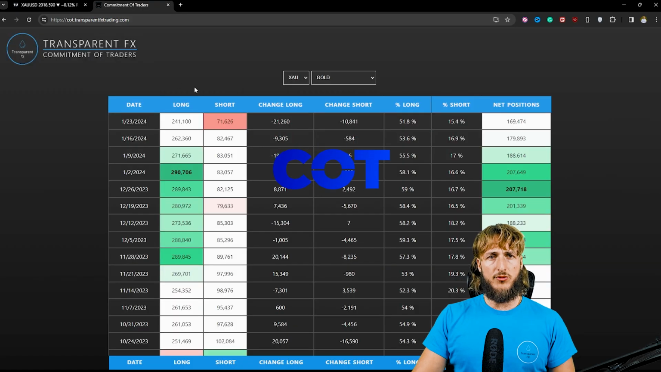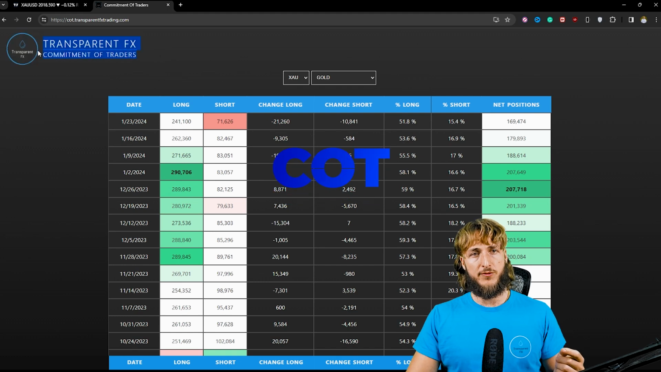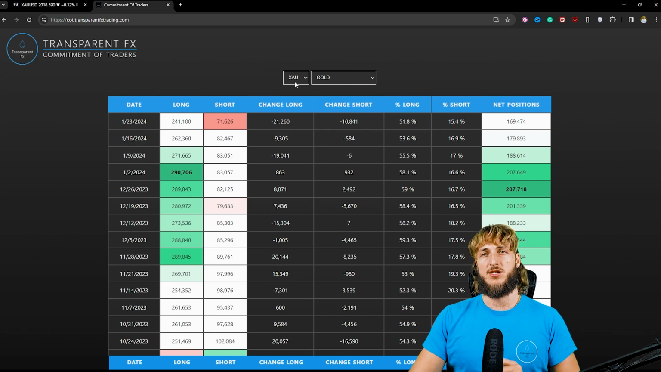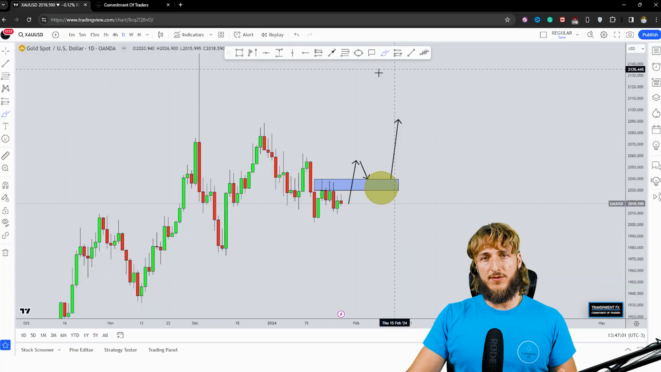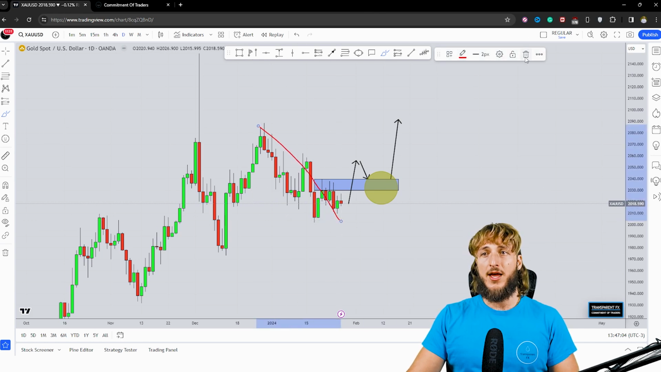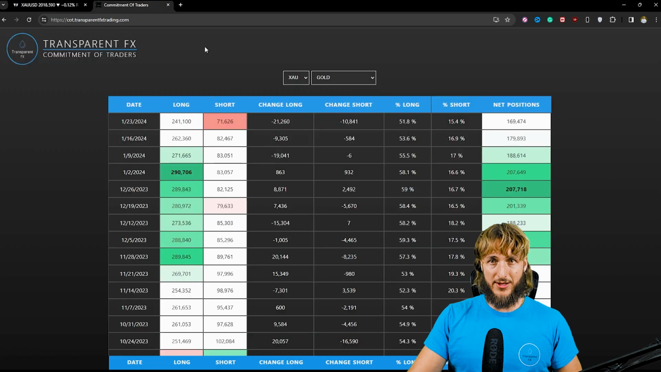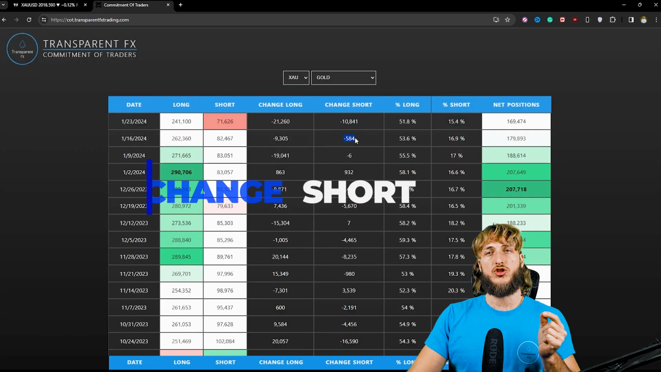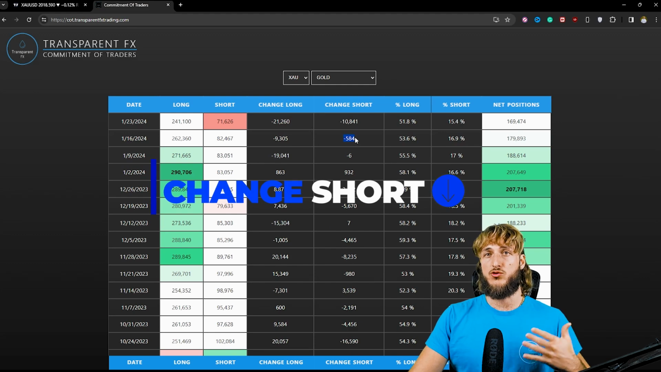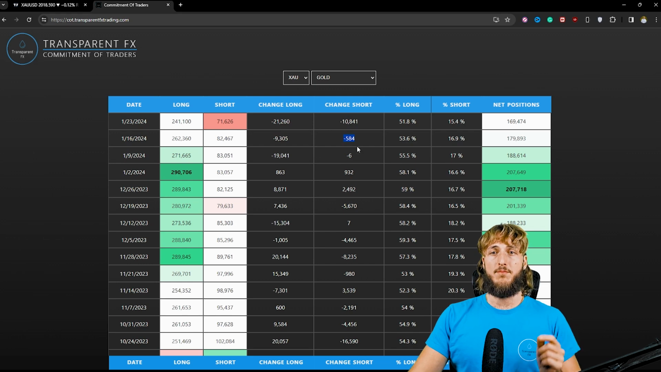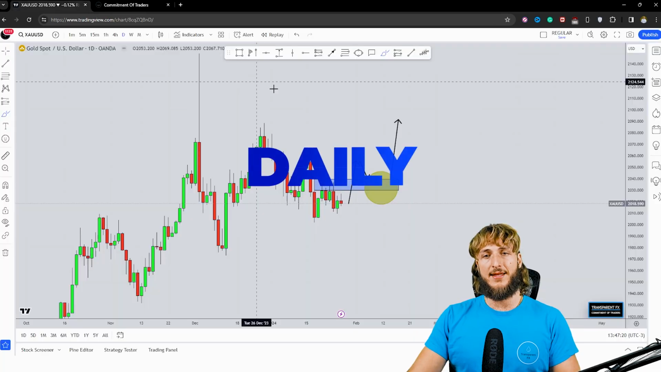Now, if we go and see what we have when it comes to the commitment of traders, the COT data, so essentially what hedge funds and the big players in the market are doing, and we check the data precisely for gold, we can see that even though price has been trending lower, we have not seen any institutional shorting during this move to the downside. In fact, we can see how with the last reports, we actually have seen shorts getting closed from an institutional perspective.